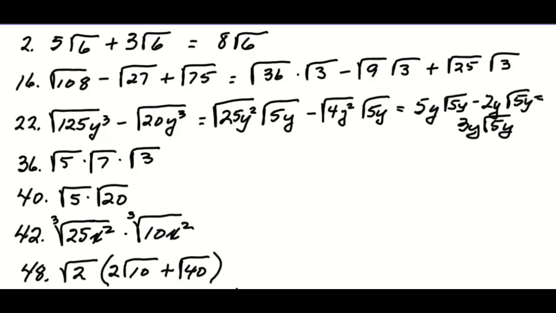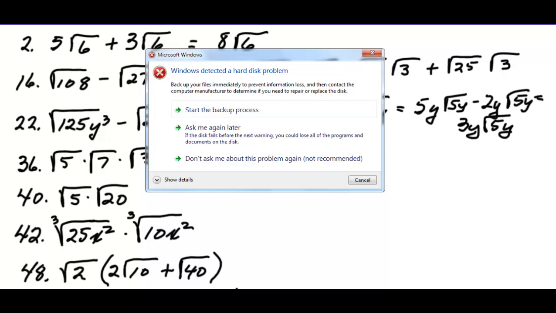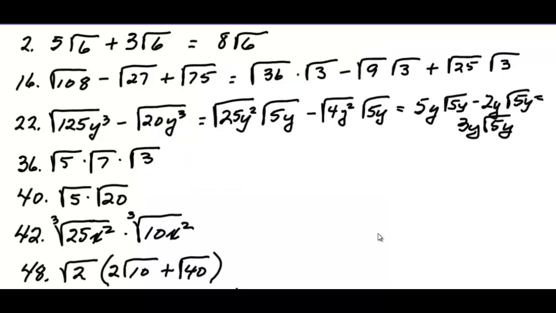Now, the only thing I'll caution you on is if we had done that and I had 5y times the square root of 5y minus 2 times the square root of 5y, I would be done because I couldn't combine the 5y and the 2. But since it was 2y, then I was able to combine those. Now let's take a look at number 36.